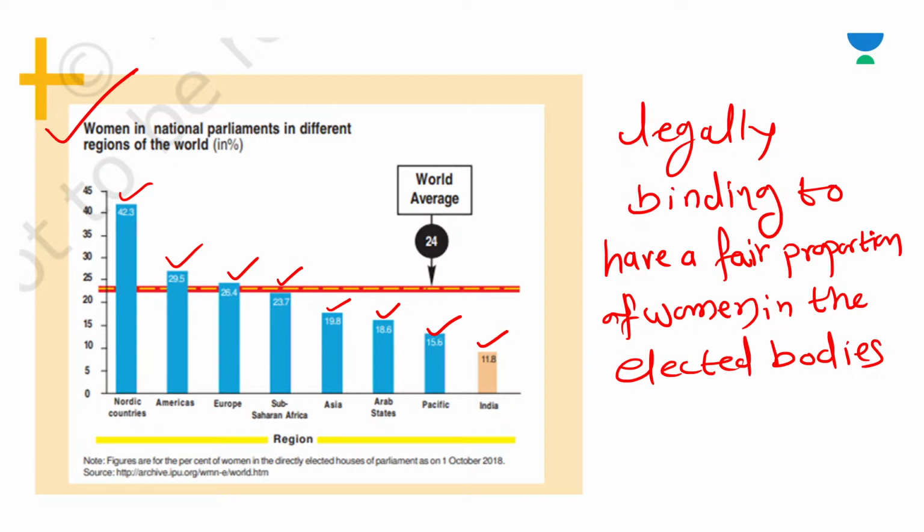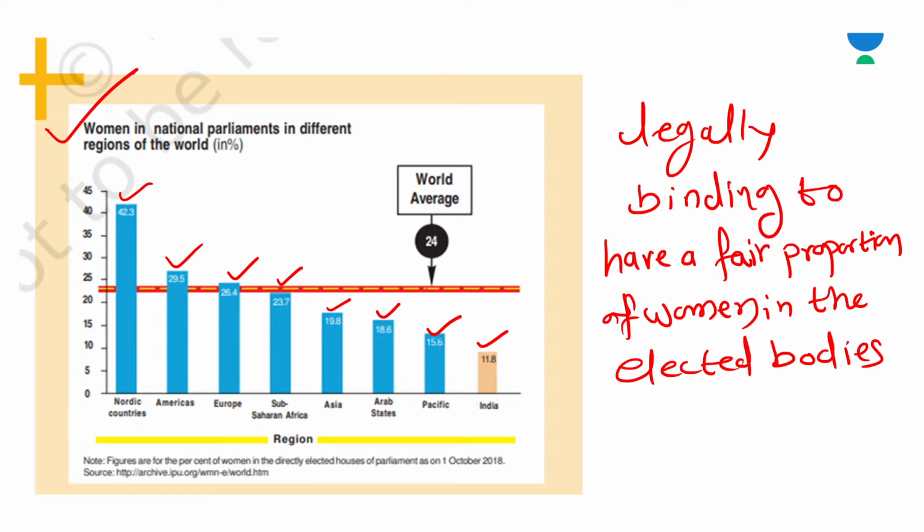One third of seats in local government bodies, in panchayats and municipalities, are now reserved for women. Now there are more than 10 lakh elected women representatives in rural and urban local bodies, but that proportion is not that much higher in state assemblies and parliament.